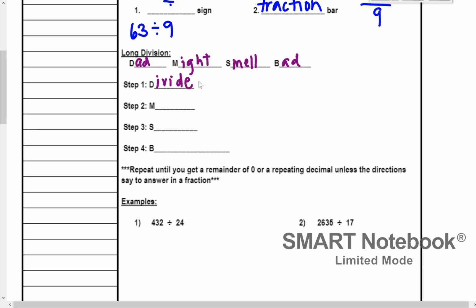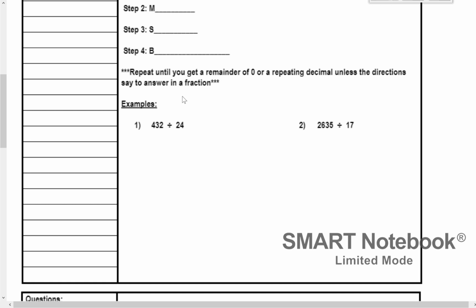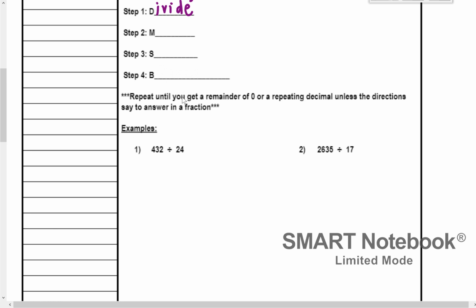We're going to scooch on down to example number 1, and we're going to do each step as we're going. Our very first step before we divide is to place our numbers in the division sign. So we have 432 as our dividend, so that goes inside, and 24 goes on the outside. The first step is we're going to divide. How many times can 24 go into 432? That's what this question's asking.